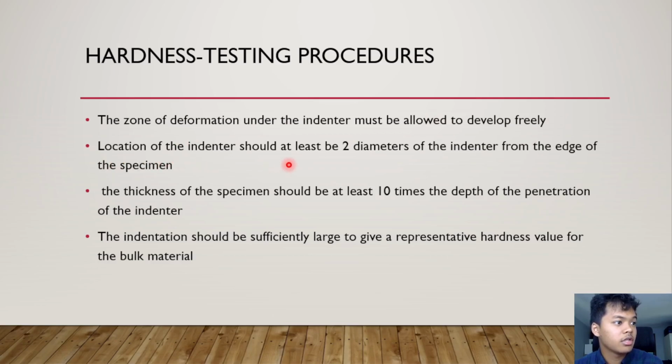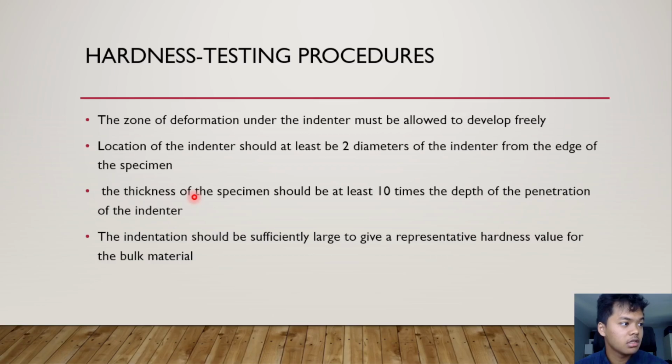Location of the indenter should be at least 2 diameters of the indenter from the edge of the specimen. This is more of a minimum requirement. If we were to have an indenter located less than 2 diameters from the edge of the specimen, it would hinder the hardness testing procedure.